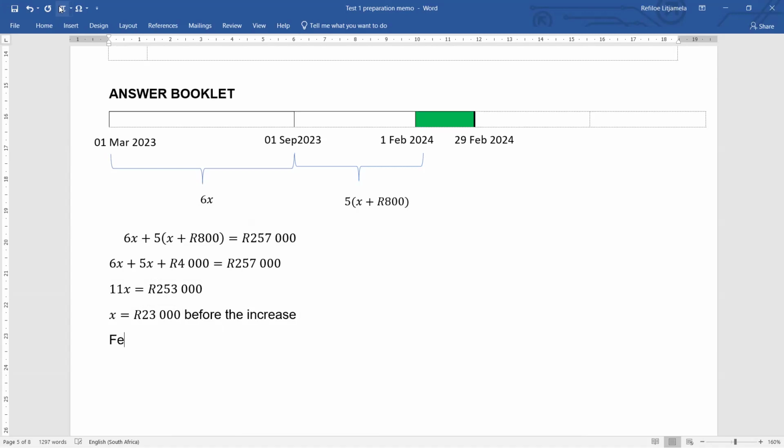What will be the February rent then? How much will it be? 23,800. The February rent 2024 will be 23,800. Did we receive this? So what is it? It's accrued income. It's accrued income. Can I move on?